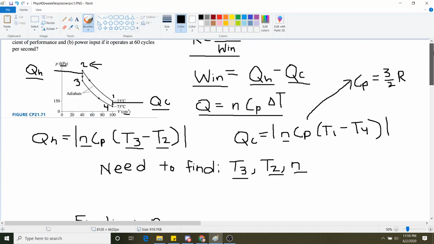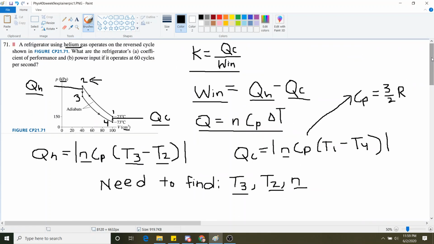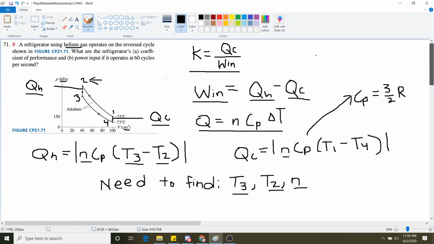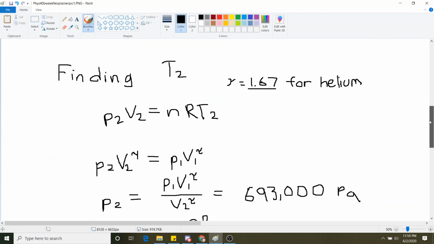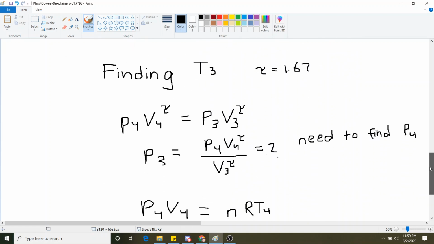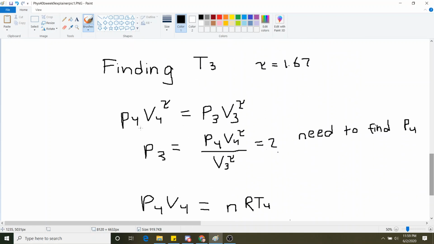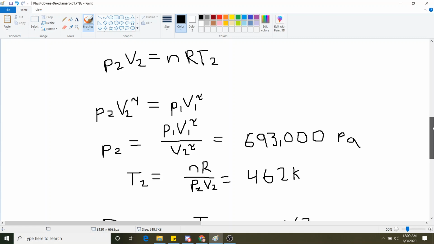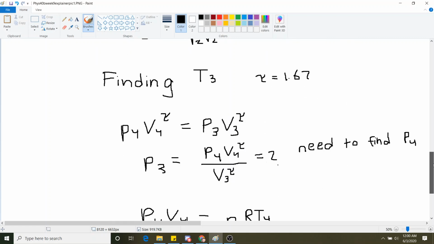After we find T2, we're going to need to find T3, which is going to be the temperature at point 3. We can use the same trick, which is just using the adiabatic equation, except instead of going from point 1 to point 2, we're going to be going from point 3 to point 4 instead. After doing that, we can try to solve for it, but then we realize that we're going to need the pressure at point 4, because if you notice above, at point 4 we're given the volume and the temperature but not the pressure. So we can just use the ideal gas equation in order to find the pressure at point 4.